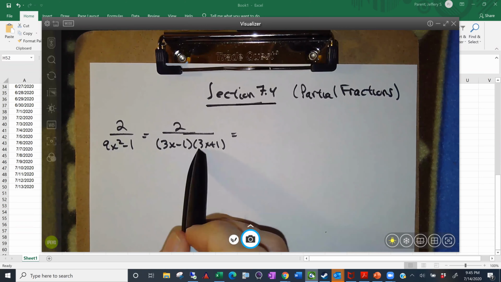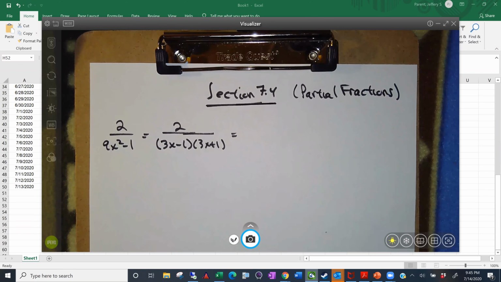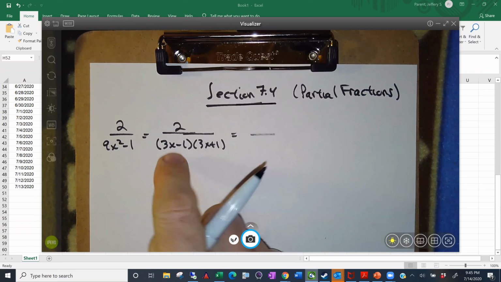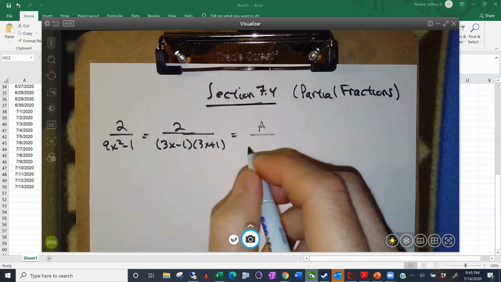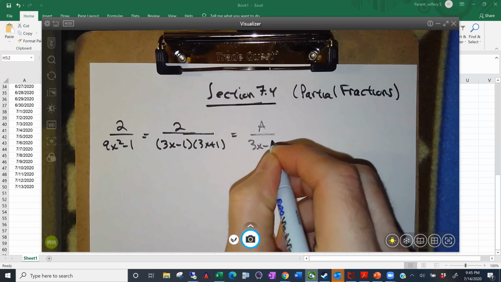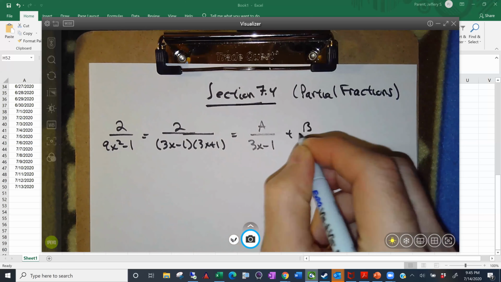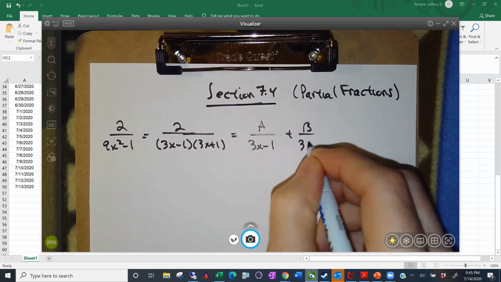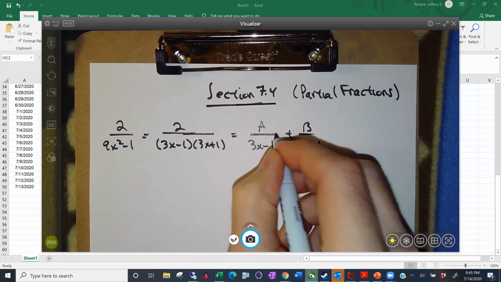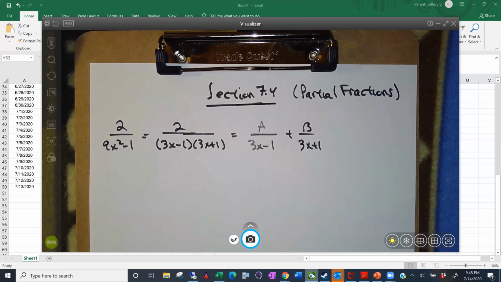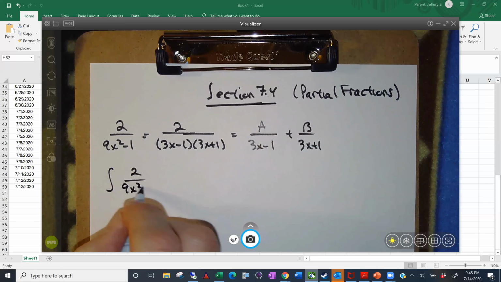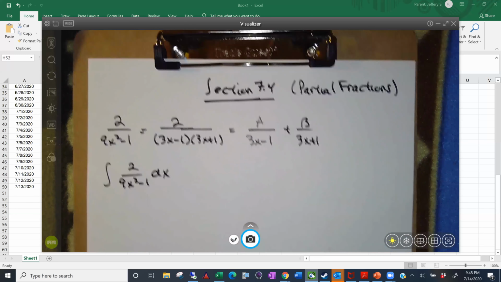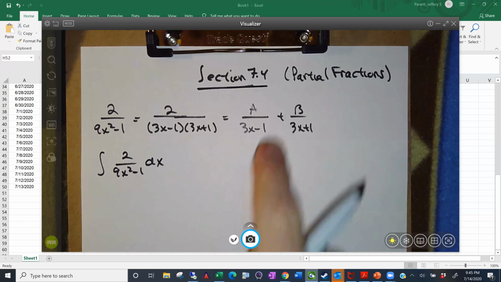Because a fraction like this really can be thought of as the sum of two fractions. Now these are linear terms because each of them is a first degree term. So I'll call that A over 3x minus 1 and B over 3x plus 1. And my goal is to try and determine A and B. And if I do that, then that'll help me when I'm trying to integrate stuff like 2 over 9x squared minus 1. Nice. So how do we solve for A and B?